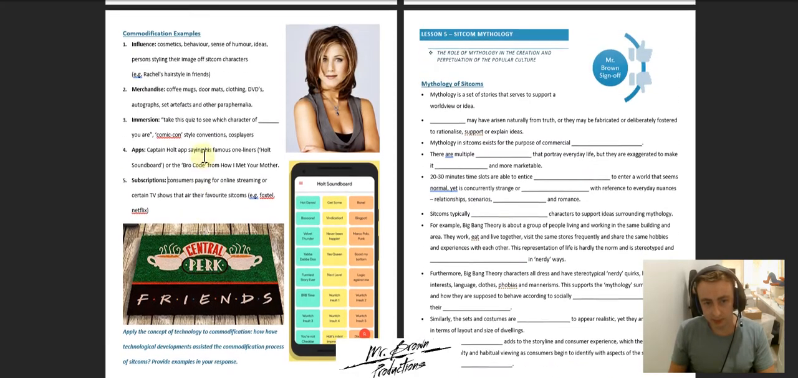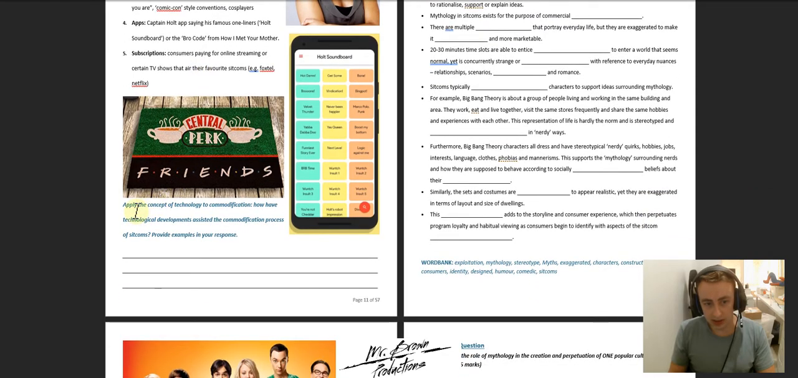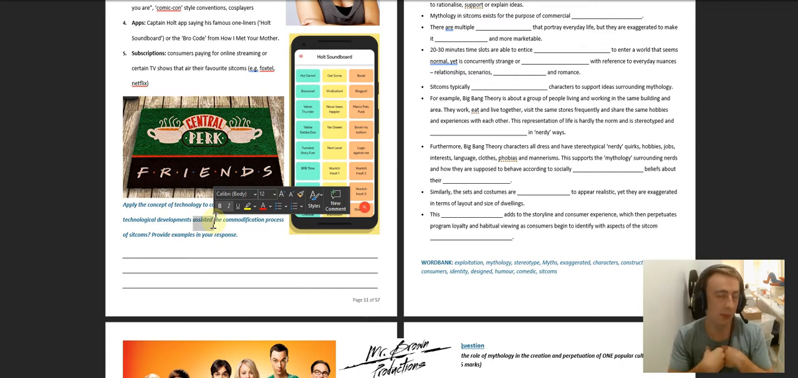So with that being said, I would now like you to apply the concept of technology to commodification and answer: how have technological developments assisted the commodification process of sitcoms? Provide examples in your response. Quick 3-liner here. So assisted in the commodification process. How has it made it easier to commodify something? How has technology made it easier?